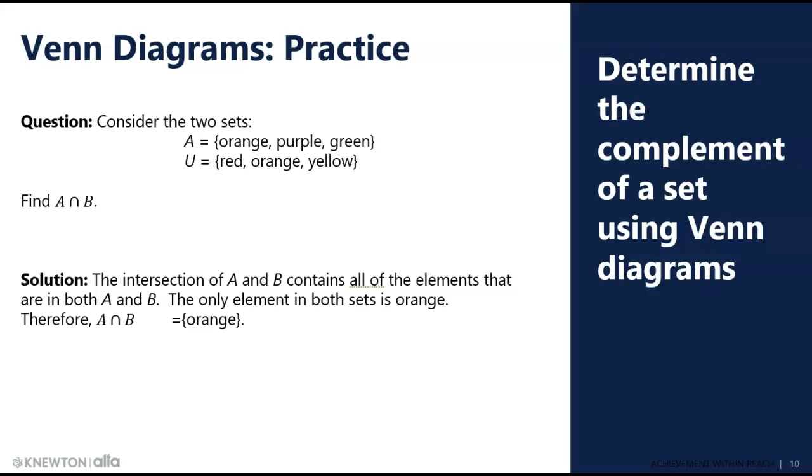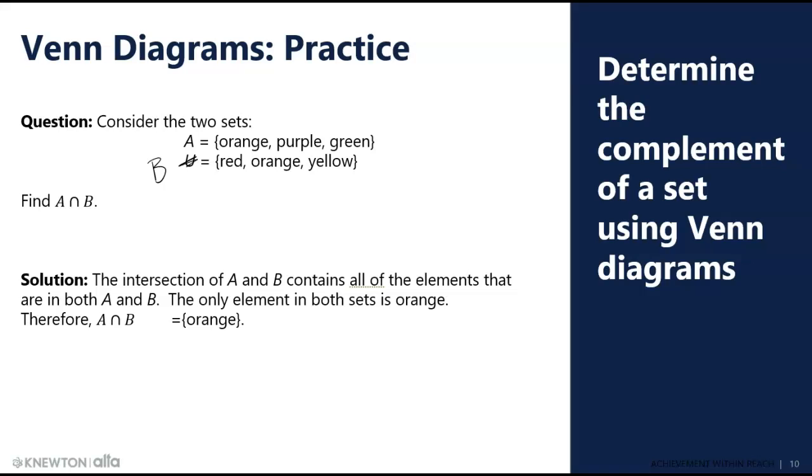So I have these two sets. They did not give me two sets. They gave me A and U. That should say B. So consider the two sets. A is orange, purple, green. B is red, orange, yellow. We want to find A intersect B.